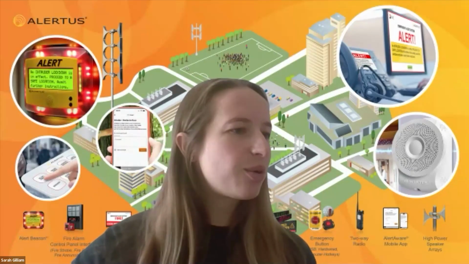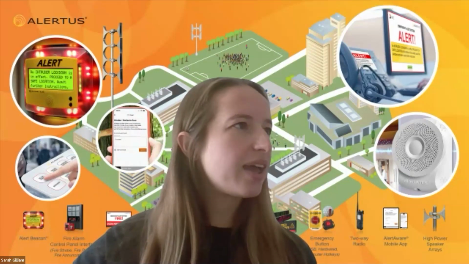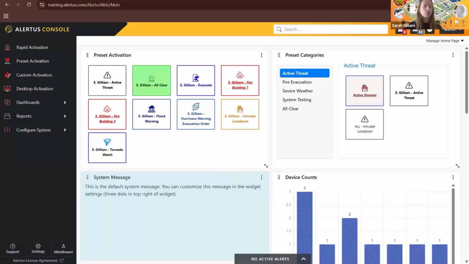So I am going to start by sharing my screen. We're just going to take a quick look in the Alertus console, and then I'm going to pull up my phone so that we can walk through the Activator app together. But I first just wanted to show you, if you are in the Alertus console, where you can check to confirm that you do have the licensing to use the Activator app.